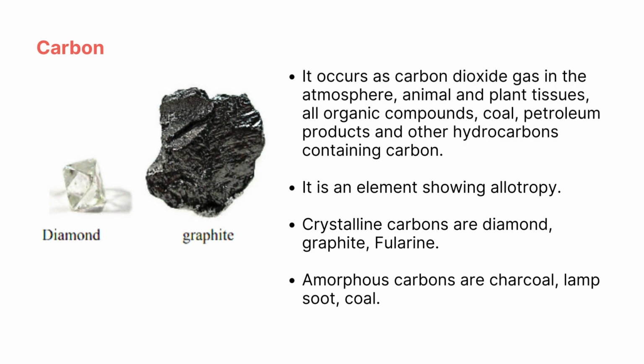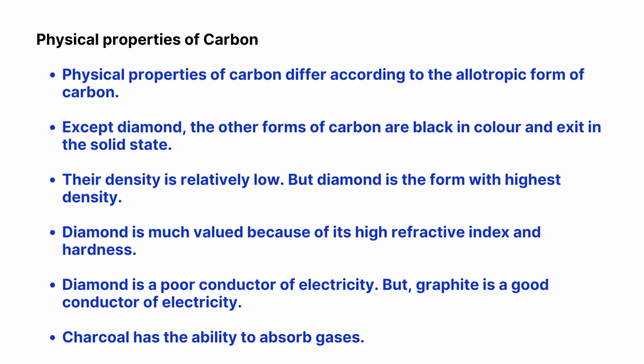Physical properties of carbon. Physical properties of carbon differ according to the allotropic form of carbon. Except diamond, the other forms of carbon are black in color and exist in the solid state. Their density is relatively low. But diamond is the form with the highest density. Diamond is much valued because of its high refractive index and hardness.